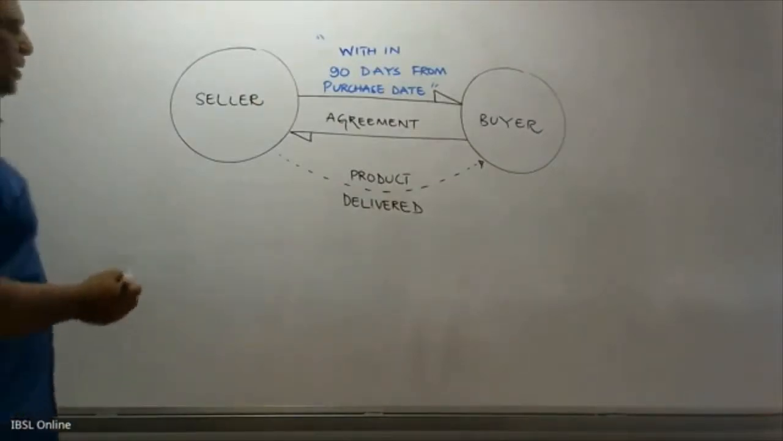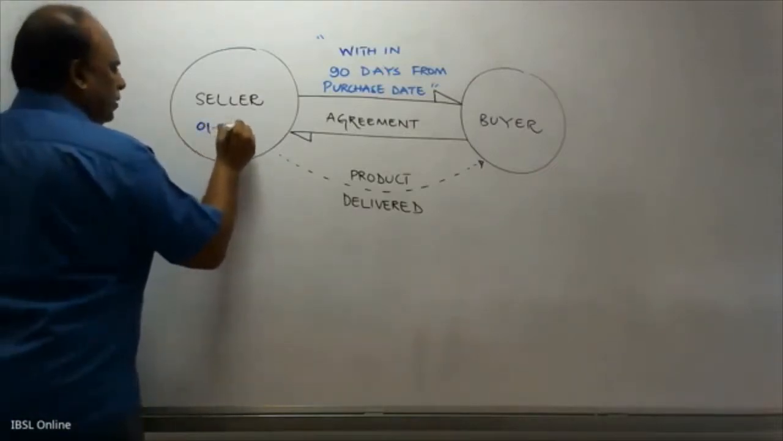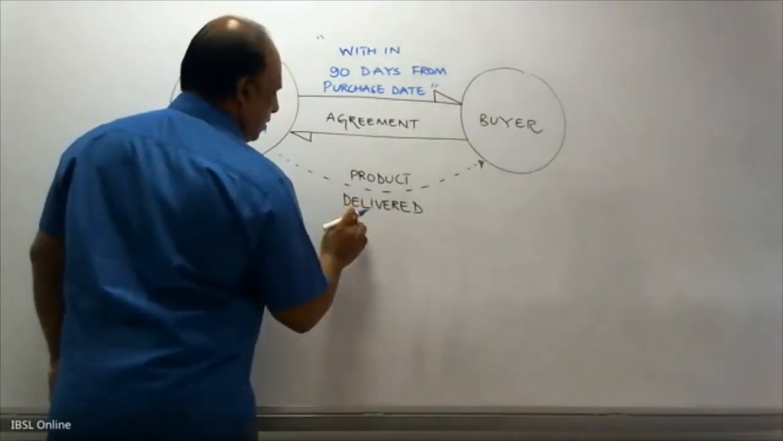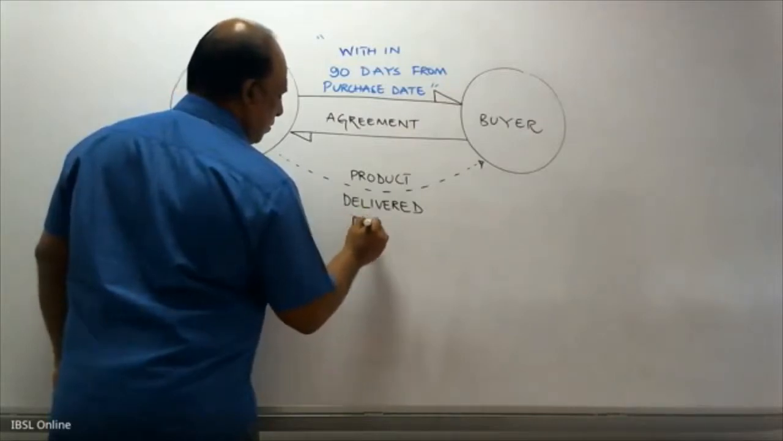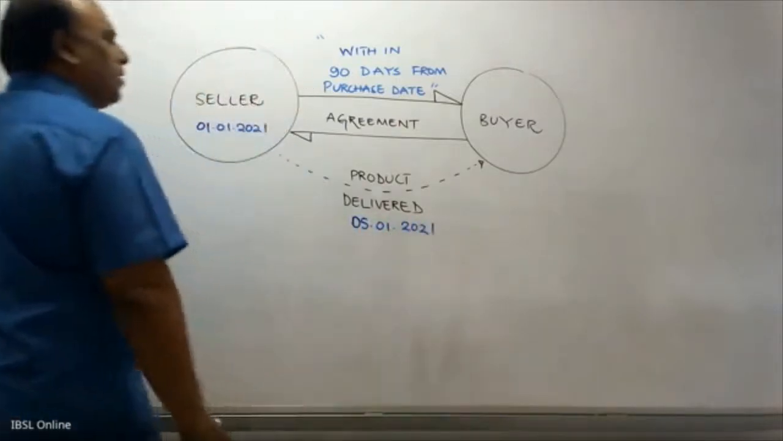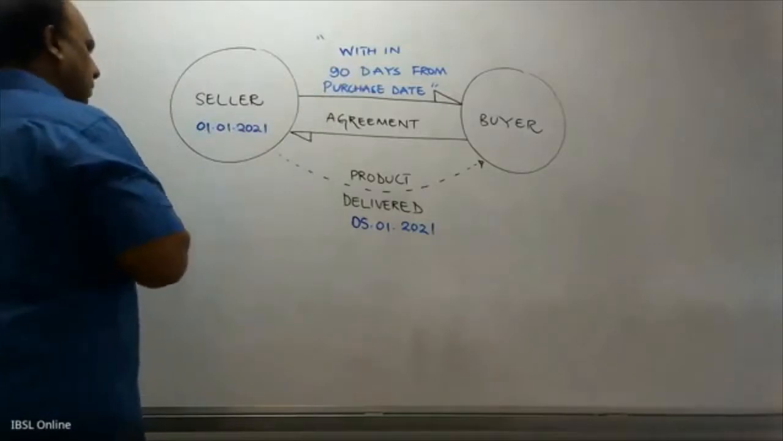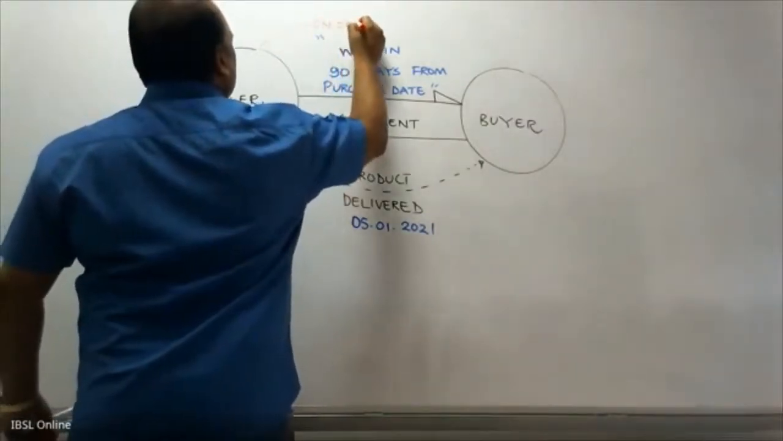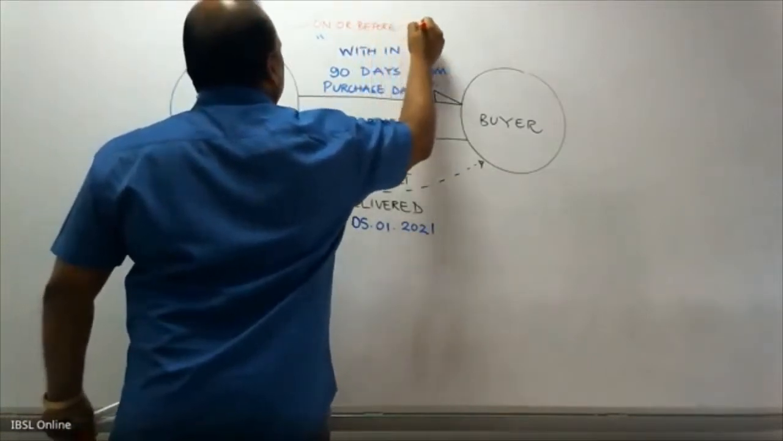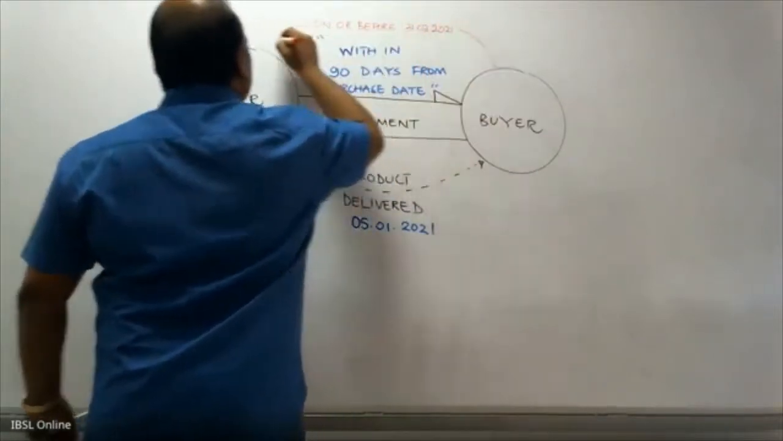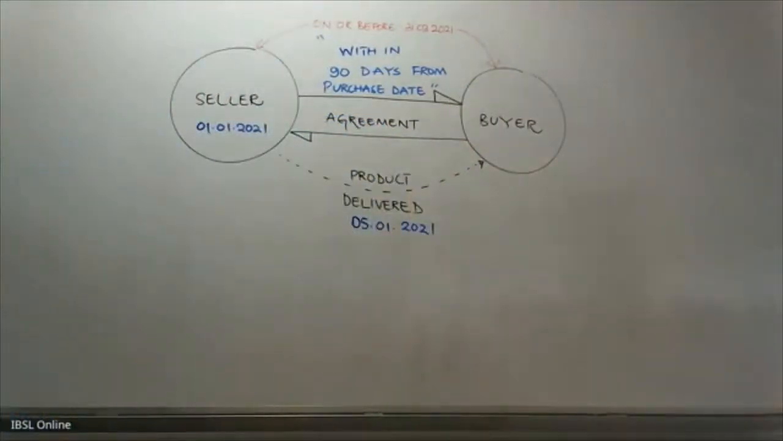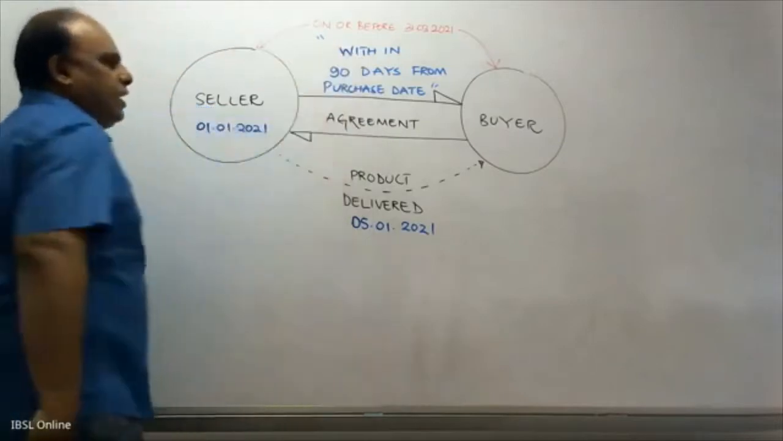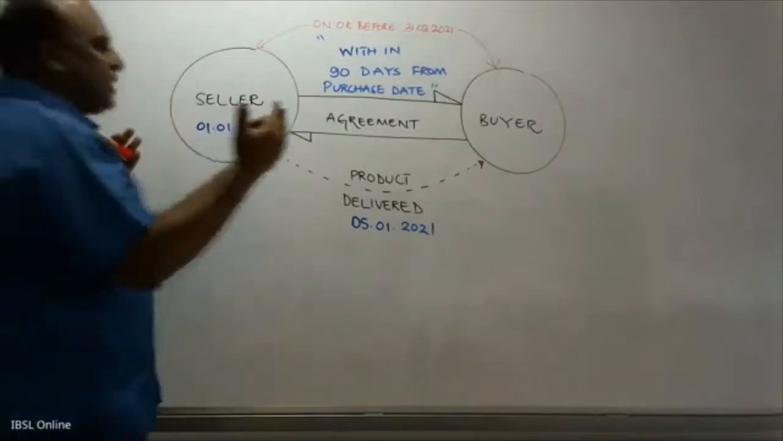So I take the date of purchase to be, let's say, 1/1/2021. The product is delivered on, let's say, 5/1/2021. But what is the requirement here, or rather the agreement? I will agree to pay on or before 31st March 2021. You see? You are supposed to settle the seller on or before 31st March 2021, which means roughly 90 days.